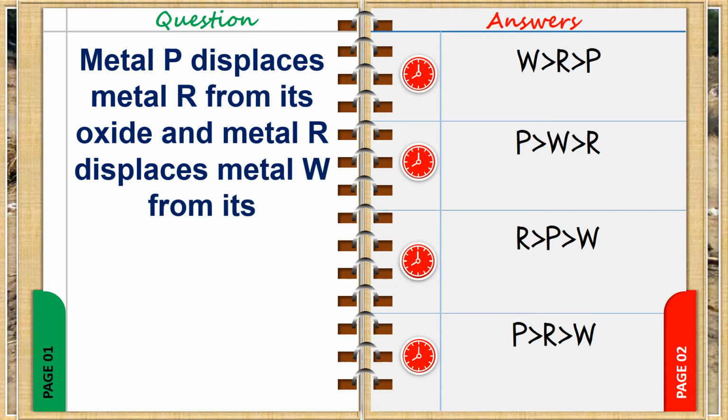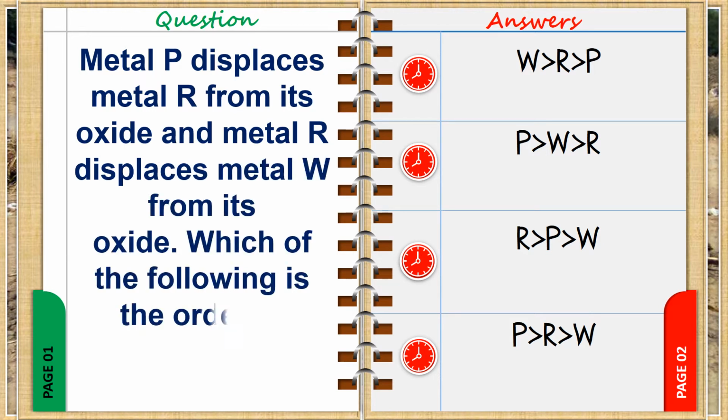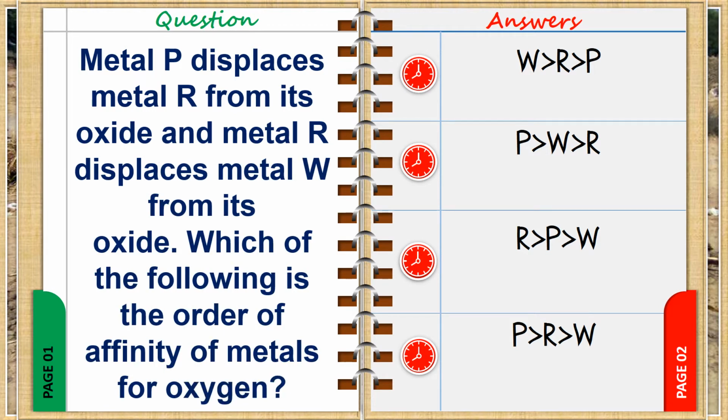Metal P displaces metal R from its oxides, and metal R displaces metal W from its oxide. Which of the following is the order of affinity of metals for oxygen?